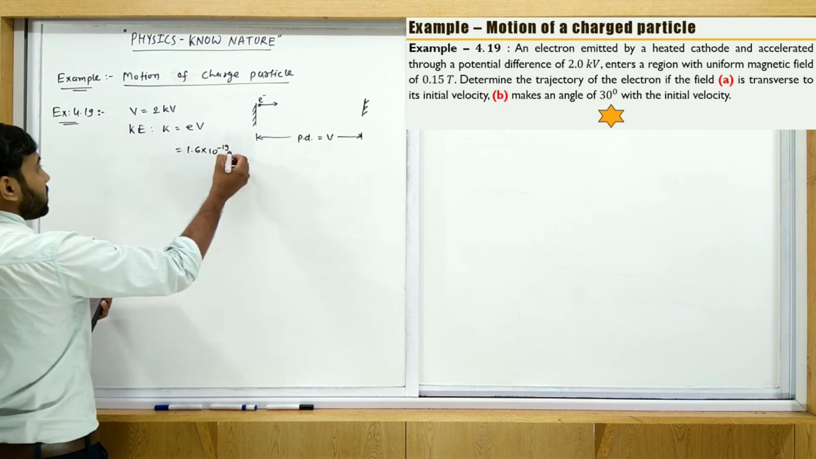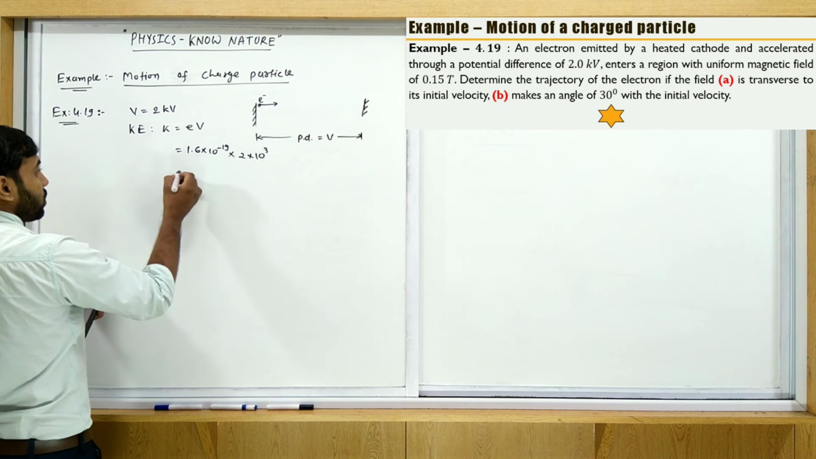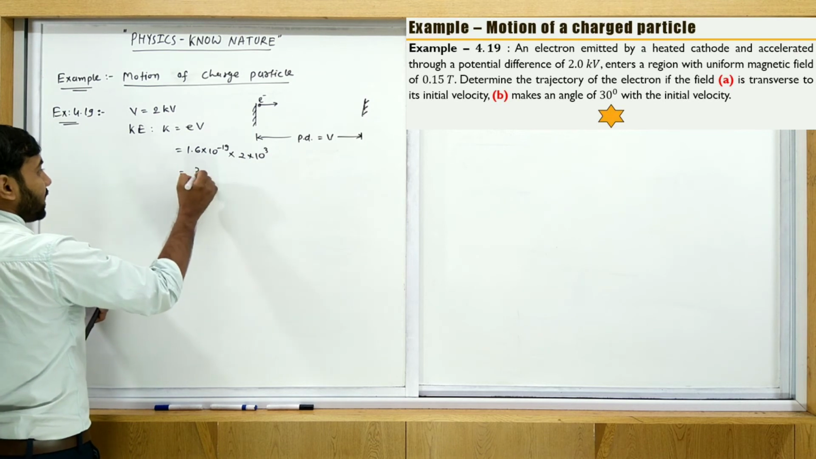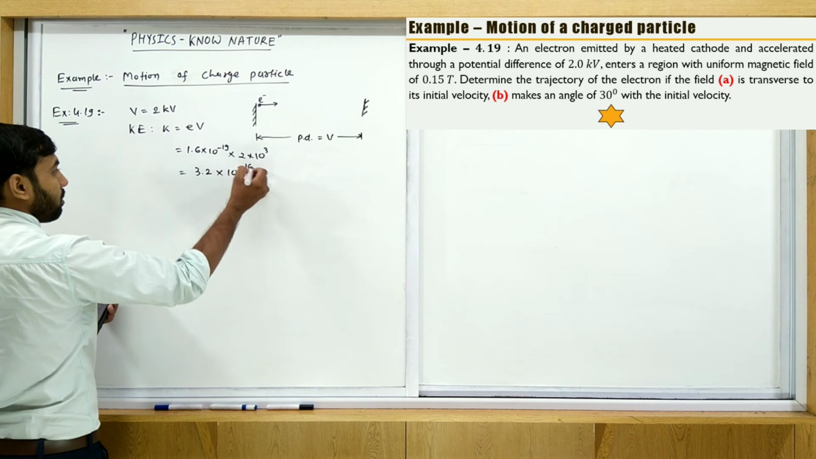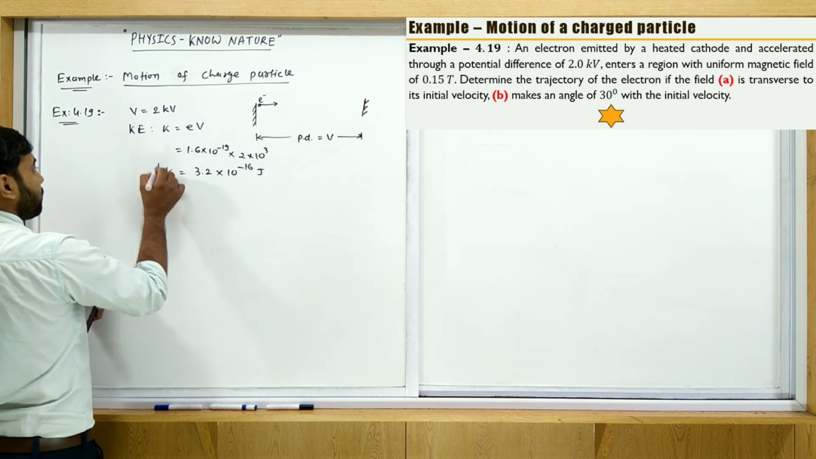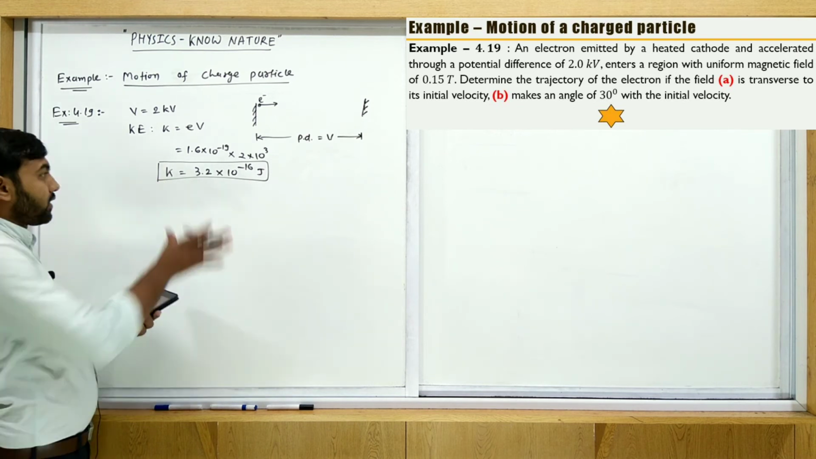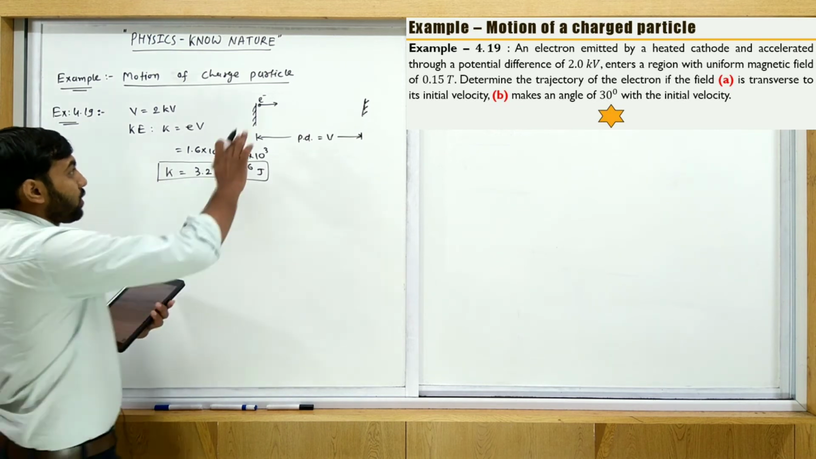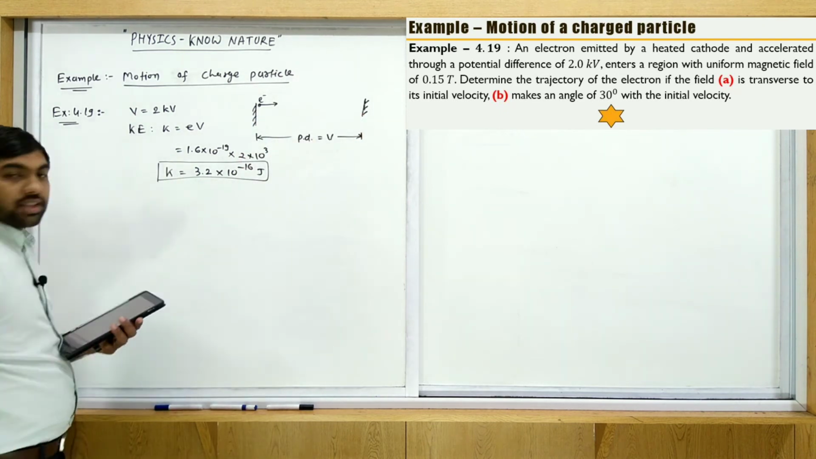And what is V? That is 2 in kilo. Kilo means 10 raised to 3. So you just multiply this, and the answer is 3.2 into 10 raised to minus 19 plus 3, minus 16 joules. This much kinetic energy is gained by this electron. Okay, this is the simple situation. When this electron reaches from one plate to another plate, its kinetic energy is this one.